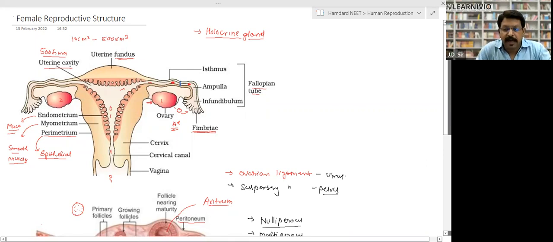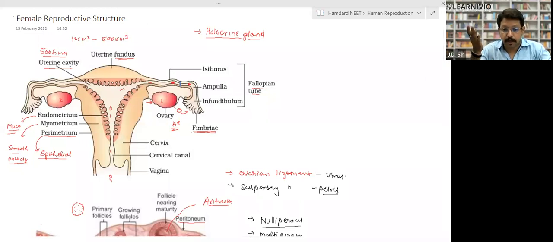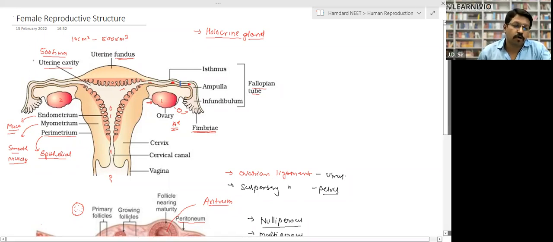The property of the uterine cavity is that it can extend up to 500 times during pregnancy, right? In a normal female who is not pregnant, the volume of the uterine cavity is 10 cubic centimeters, but at the time of pregnancy it becomes 500 cubic centimeters. So this space enlarges itself 500 times. That is the property of this one.